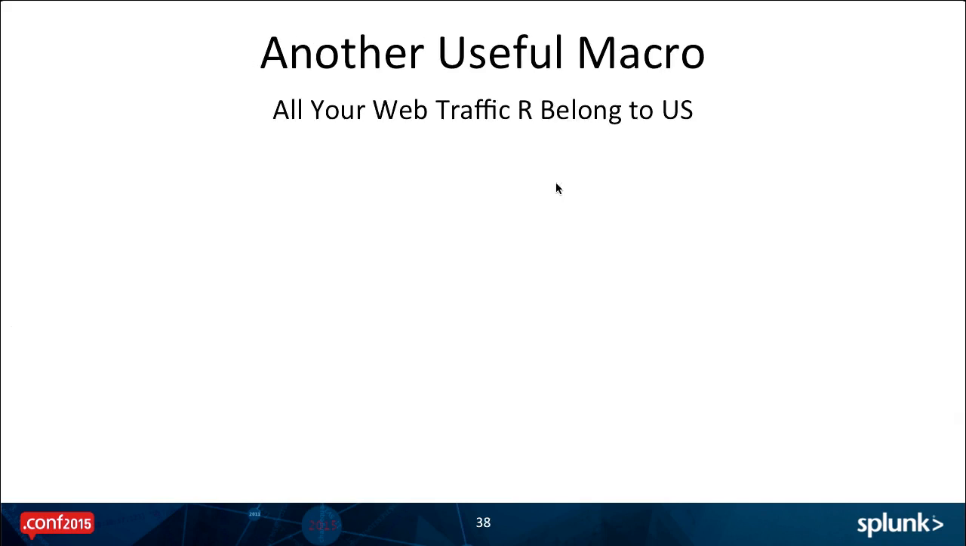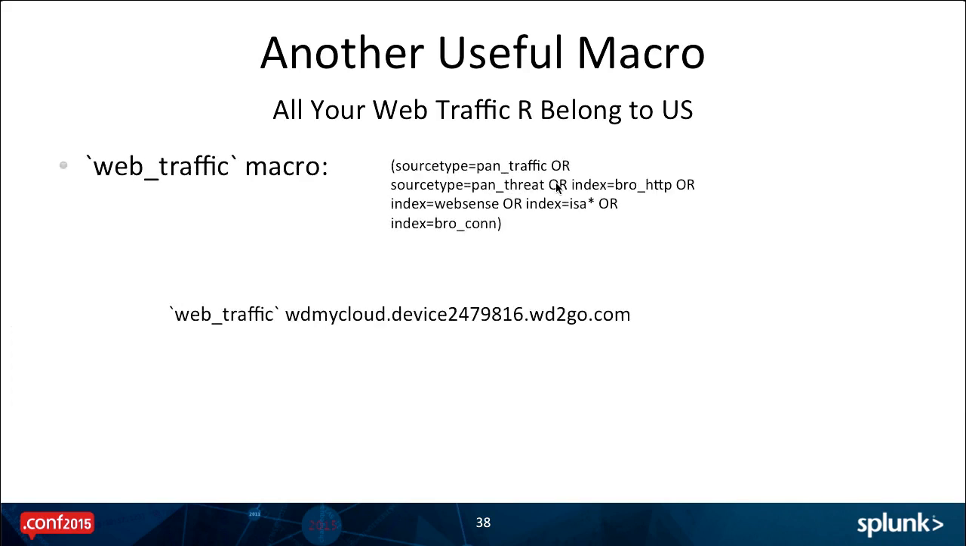Another useful macro is our web traffic. Because we're a large organization, and we have some organizations that are run by other parts of the company, we have a lot of web traffic. We have PAN traffic. We have our Bro traffic. We have some ISA proxy servers that won't die. We even have some WebSense. I think we're finally getting rid of the WebSense soon, just so we'll have a more standardized set of data across the interface. Nothing wrong with WebSense itself.